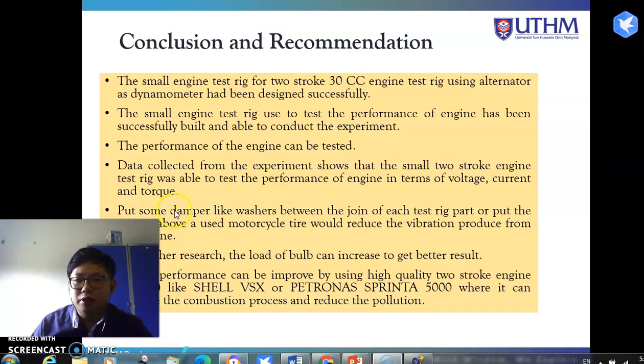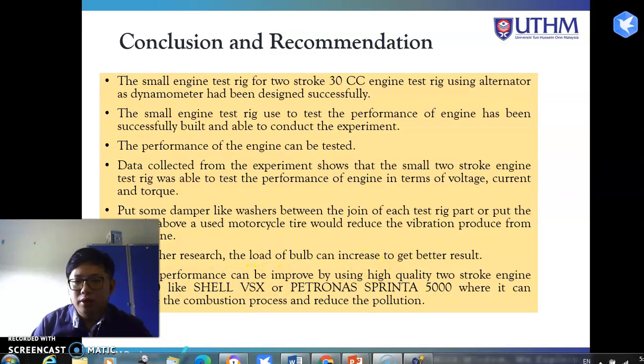For recommendation, we can put some damper like washers between the joints of each test rig part, or put the test rig above a used motorcycle tire to reduce the vibration produced from the engine. For further research, the load of the bulb can be increased to get better results.